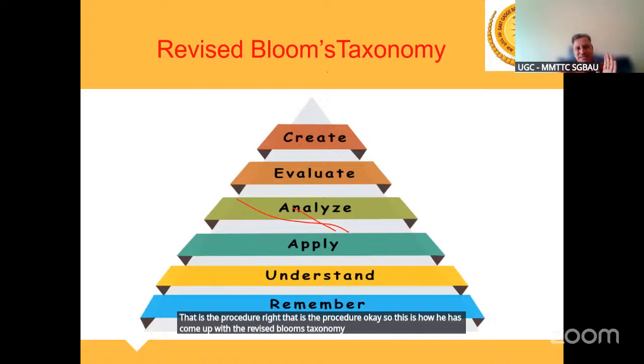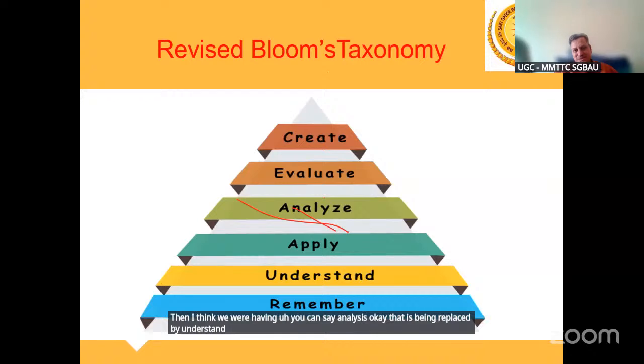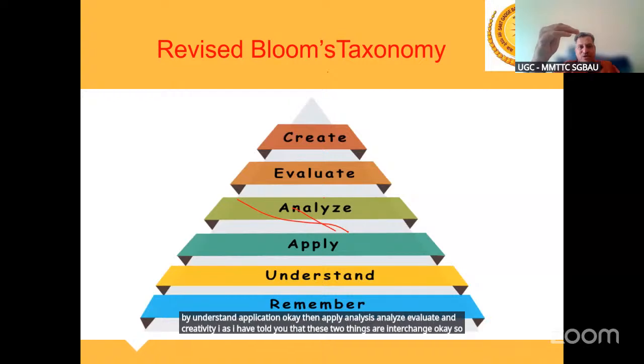If you look at the original Bloom's taxonomy, there we have knowledge, which has been replaced by remember. Then comprehension is replaced by understand. Application becomes apply, analysis becomes analyze, then evaluate and creativity. I have told you that these two are interchanged. So he kept evaluate at the fifth level and creativity at the top level. This is what is there in the revised Bloom's taxonomy.